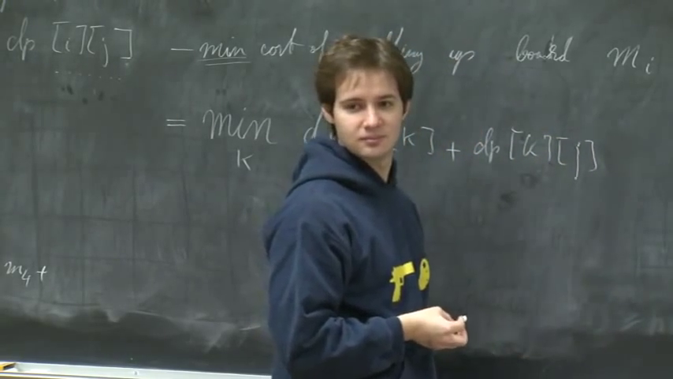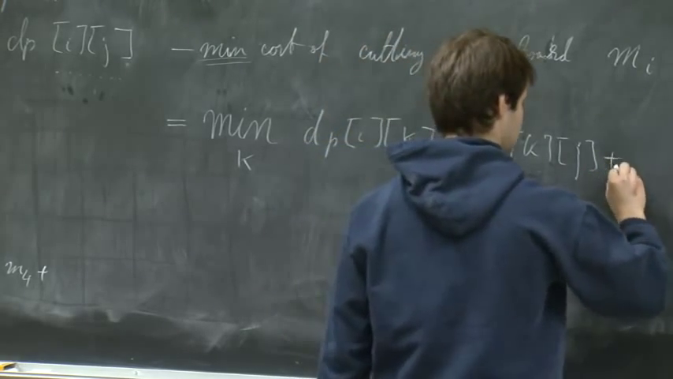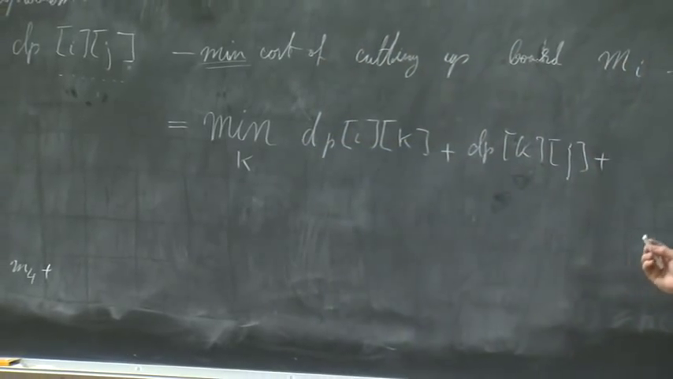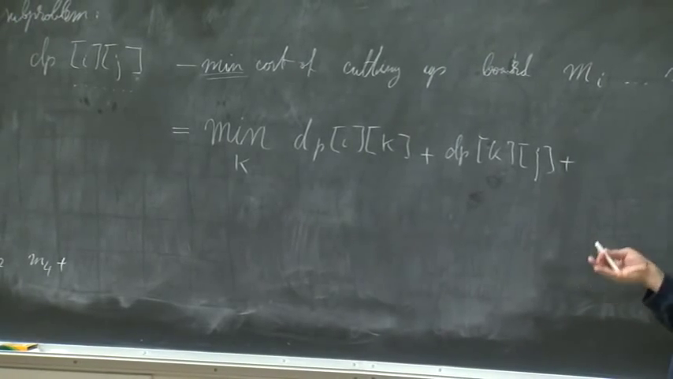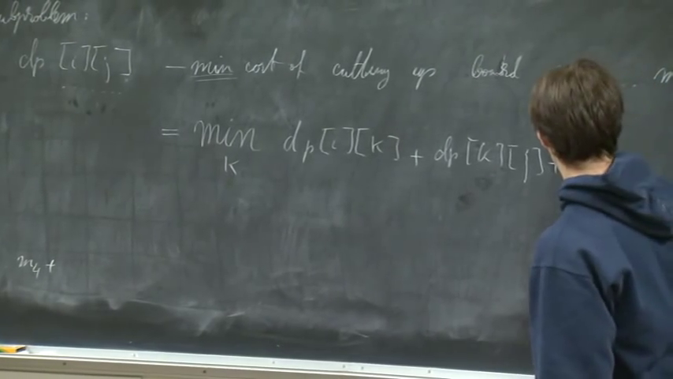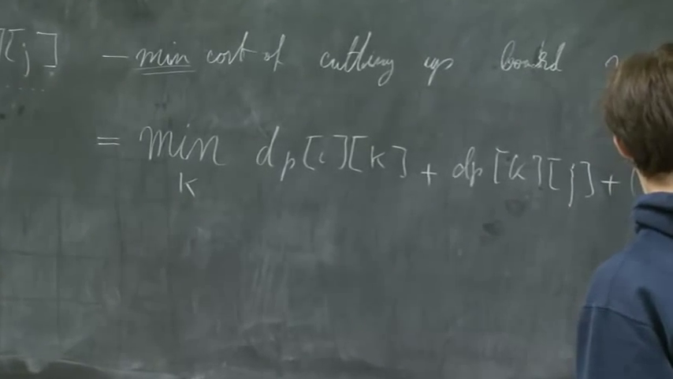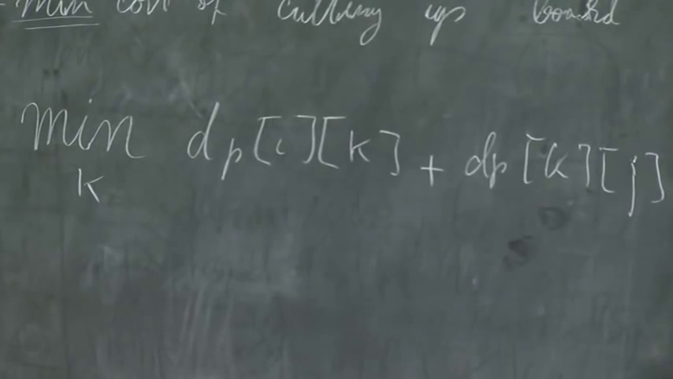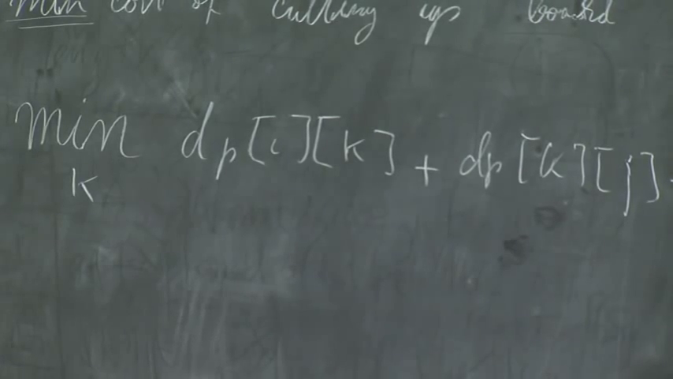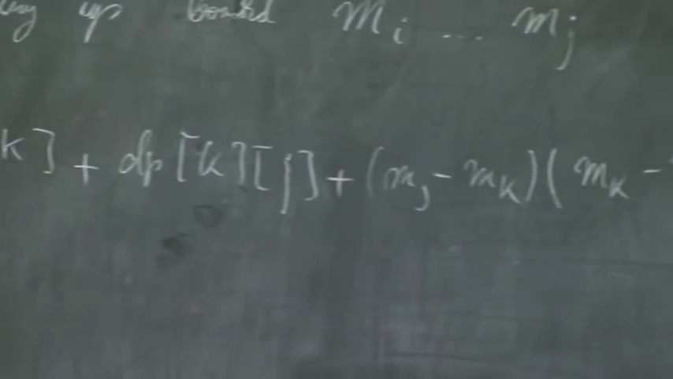And the cost of... M of J minus M of K. Okay, M of K minus M of I times M of J minus M of K. Cool. Yeah, the other way around, it doesn't matter.